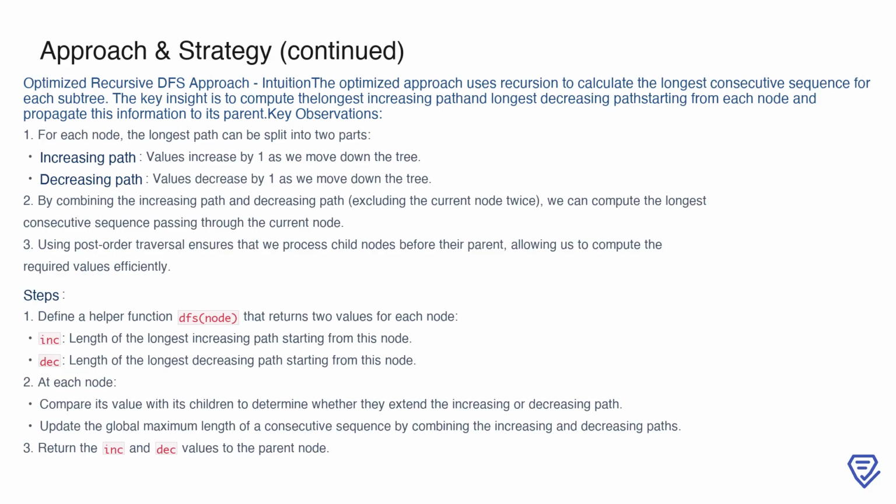At each step, we compare the node's value with its children to determine if they extend either path. The global maximum length is then updated by combining these paths, and finally, the inc and dec values are returned to the parent node, allowing the computation to propagate upward.